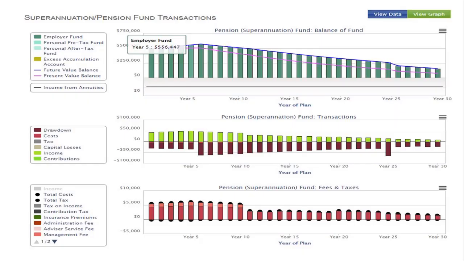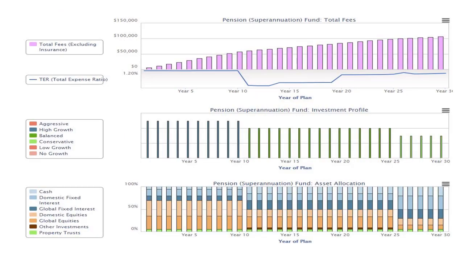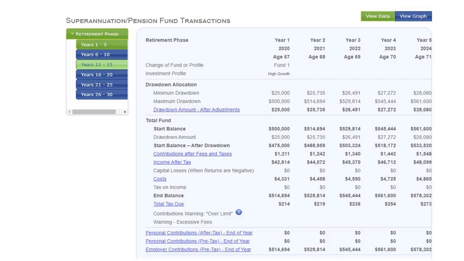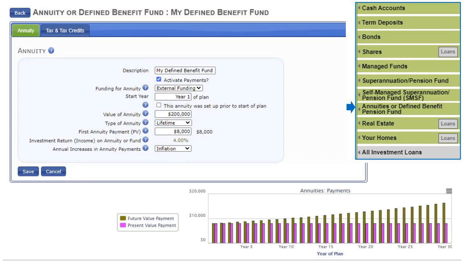Let us look at some of the graphs displayed in the superannuation account. The data view gives you even greater detail. John also has an annuity payable from a previous career, thus it is listed as an externally funded annuity. You can also purchase annuities, in which case the money is deducted from the transaction account.